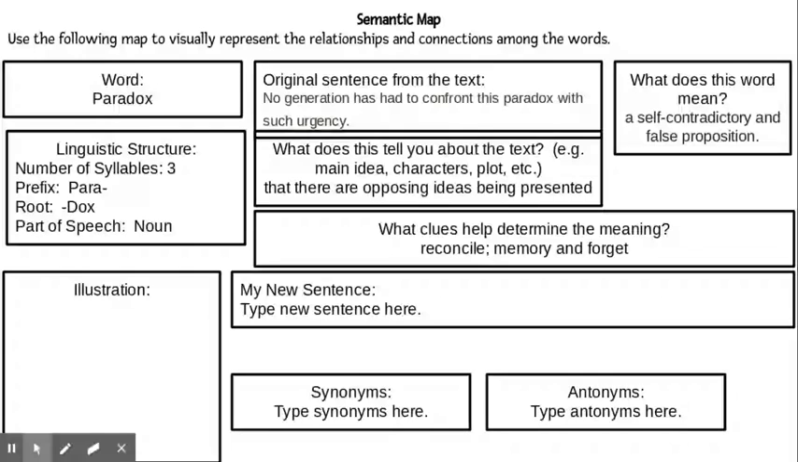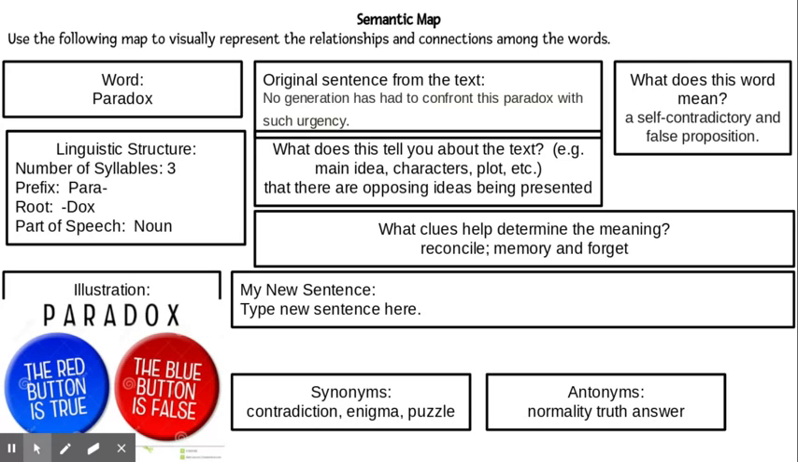What about synonyms? What are some words that mean similarly to paradox? So we're going to use thesaurus.com for that, and to find the antonyms as well. Synonyms would be contradiction, enigma, and puzzle. Antonyms would be normality, truth, and answer. And then if you look at the illustration that I found, it says the red button is blue and the blue button is false.